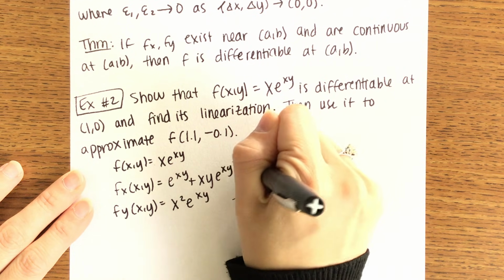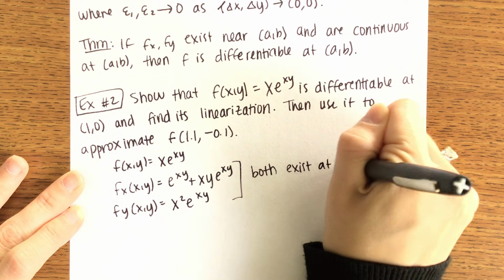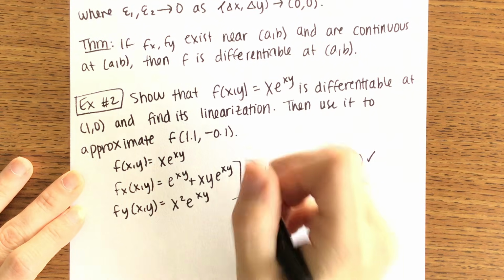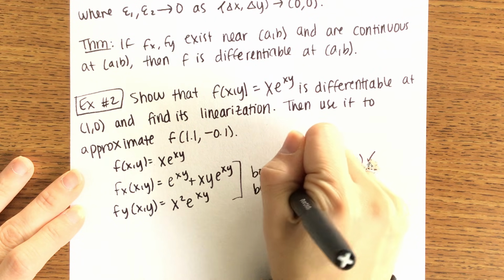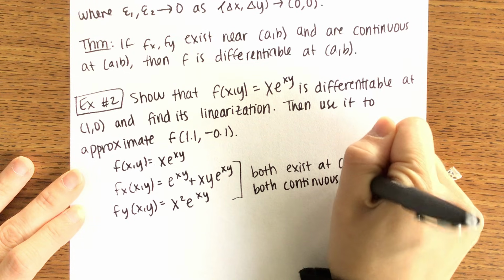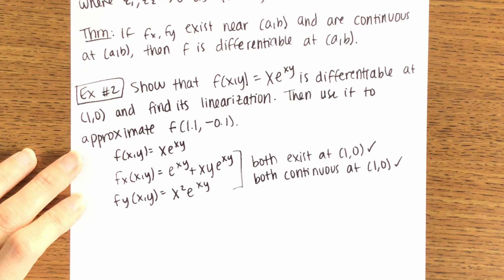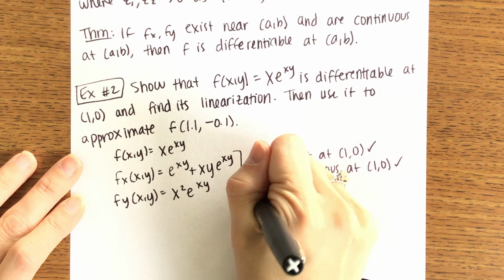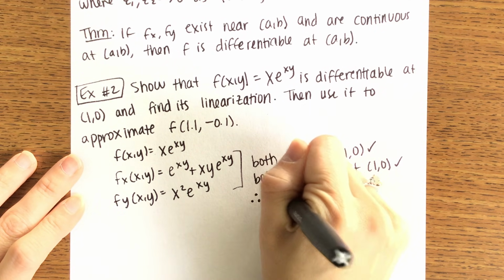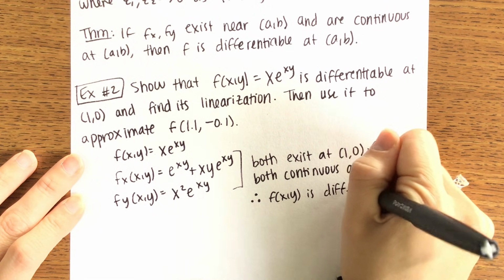What we care about is that both exist at 1, 0, which is true. Both are continuous at 1, 0. That's also true, which tells us then that f of xy is differentiable at 1, 0.